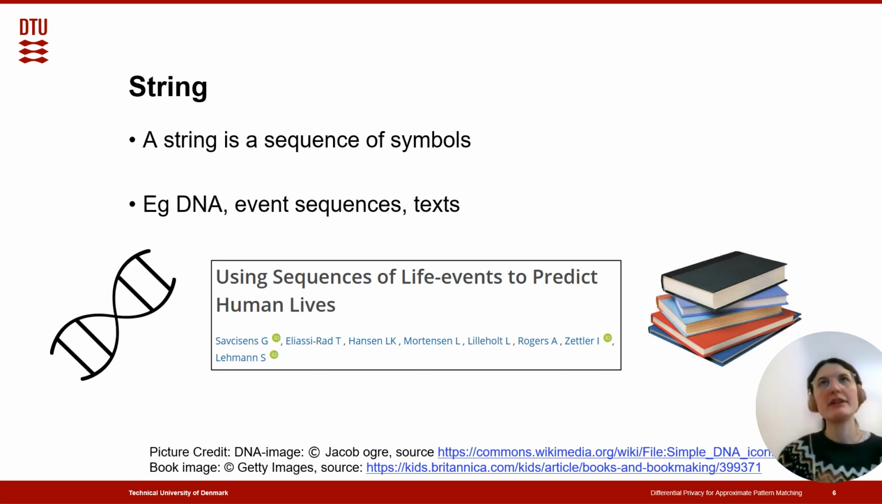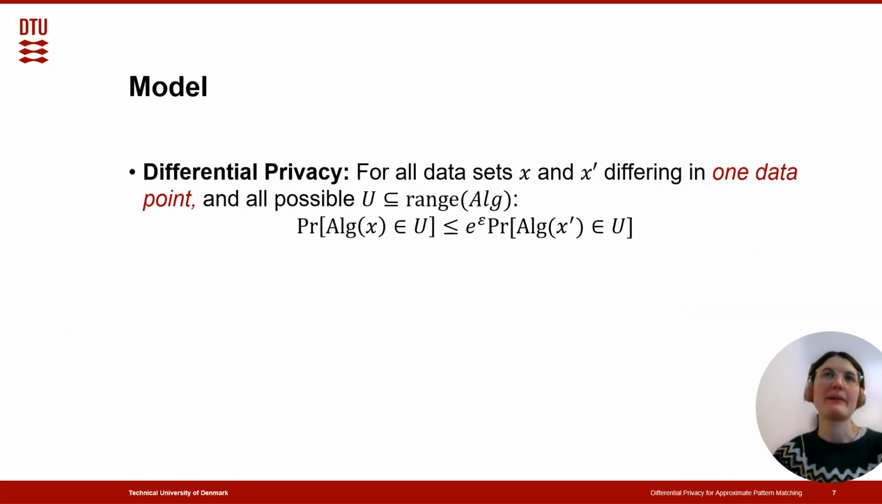Now, going back to our initial examples of what a string could be, we see that this could include highly sensitive data. So in this work, we want to study if we can solve pattern matching while protecting differential privacy. Next, we will define our privacy model.